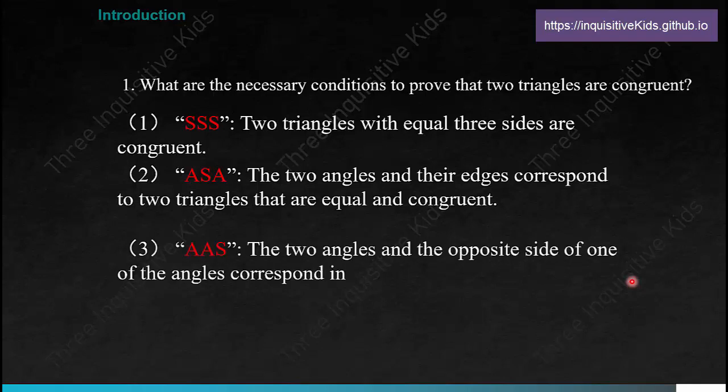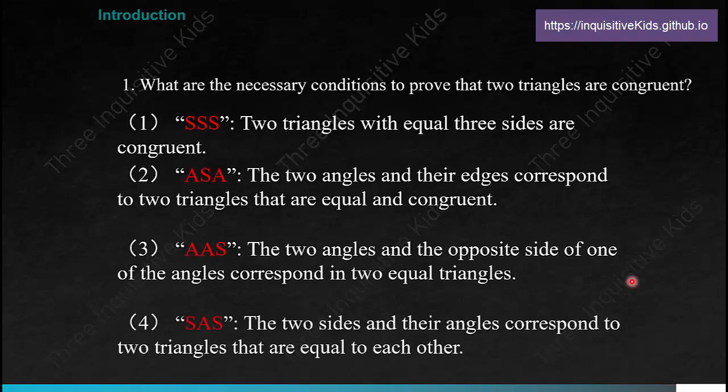AAS. Two triangles with 2 equal angles and 1 equal side are congruent. And the final one is SAS. Two triangles with 2 equal sides and 1 equal angle between them are congruent.